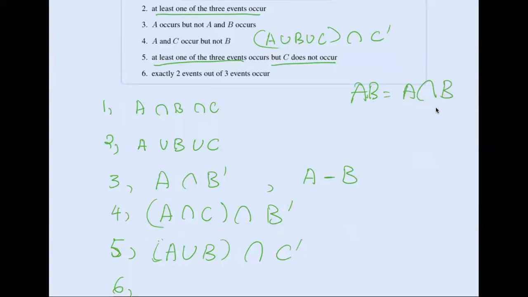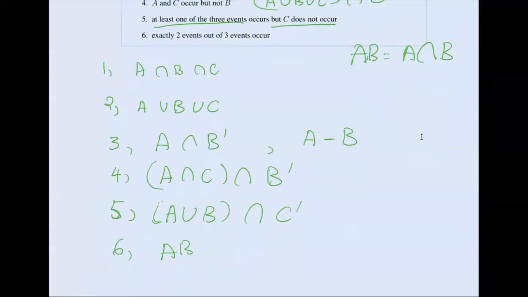How about the last one? What did we get? Can we come by the format? Yes, that doesn't matter as long as you write down the correct answer. The last one, exactly 2 events out of 3 occur. And I see some students say AB, or I will assume you mean or is the union. It is correct.